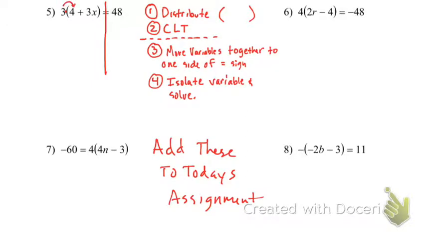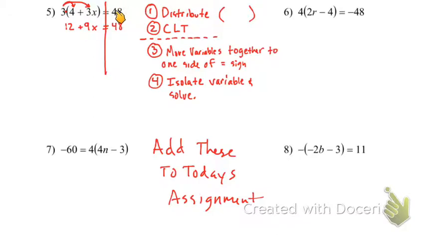So the 3 gets multiplied with the 4. That gives me 12. And then the 3 gets multiplied with the 3x. That gives me positive 9x. Equal to, and then 48. So we're still on the left side. We did the step 1. Now we got to check, do we have CLT on the left side? And the answer is no. The left side is ready to roll.